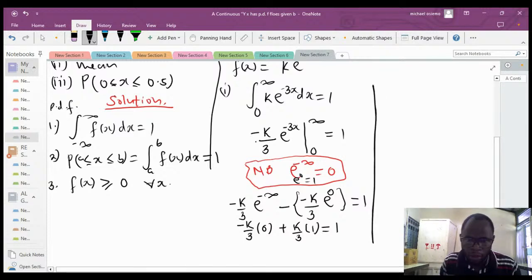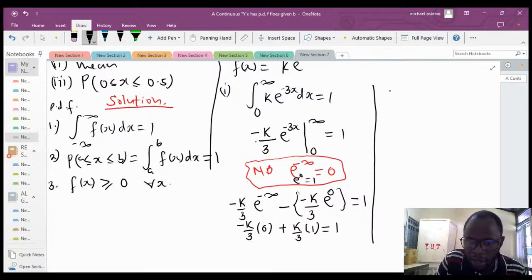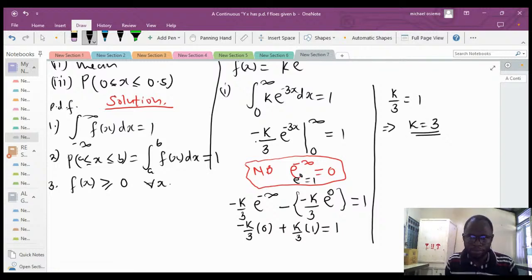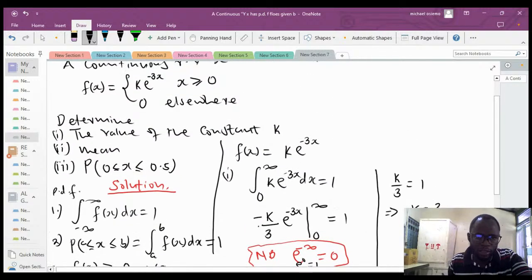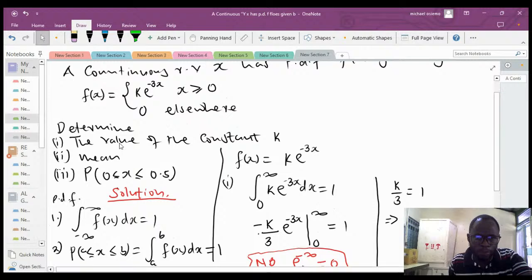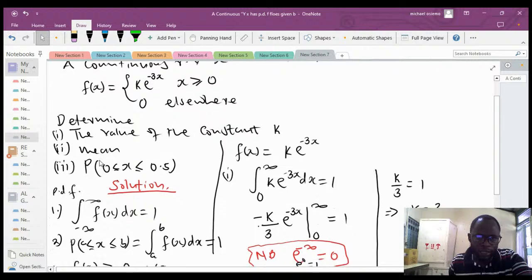So negative k over 3 times 0 to be 0, so we're going to have k over 3 is equal to 1, and this implies that k will be equal to 3. So that is for Roman 1. You can check what Roman 1 required us to do: to find the value of the constant k. So we can go to Roman number 2, the mean.